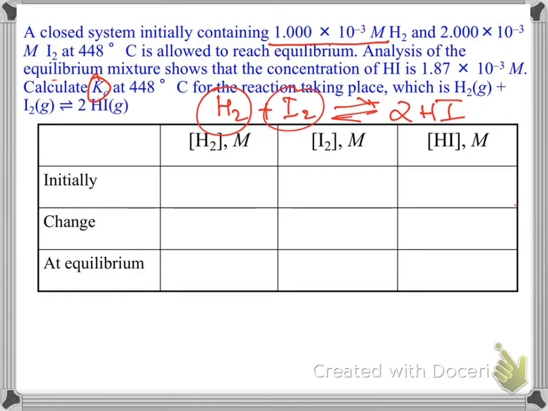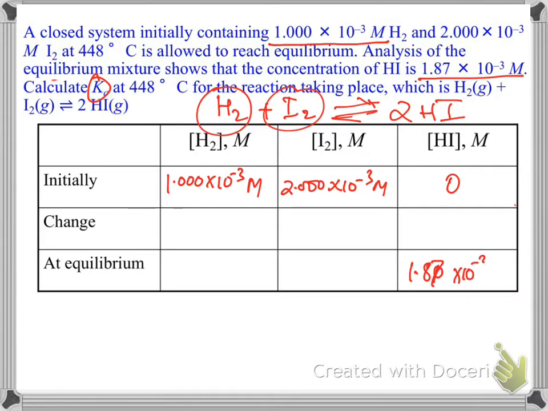And how do we do that? So look at this question. In this question, they have given you initially you started with 1.000 times 10 to the negative third molar hydrogen gas, 2.000 times 10 to the negative third molar iodine gas, and since these are the initial conditions, the reaction has not started yet, so we're going to put product concentration as 0. What else is given? We are given the concentration of HI, the product at equilibrium, which is 1.87 times 10 to the negative third.